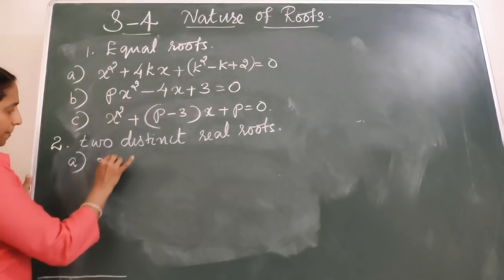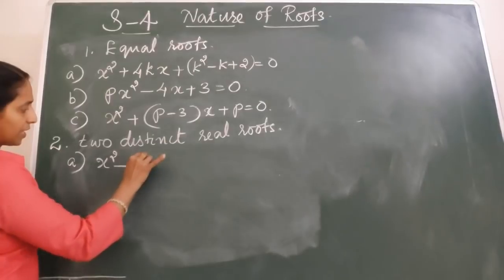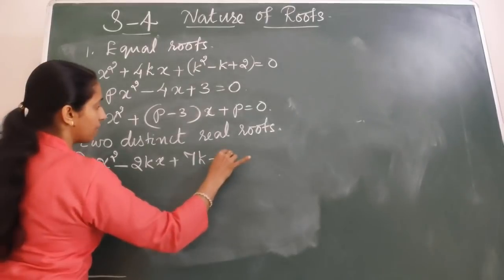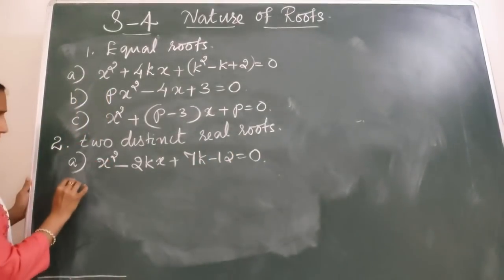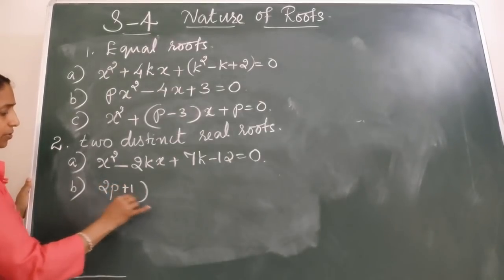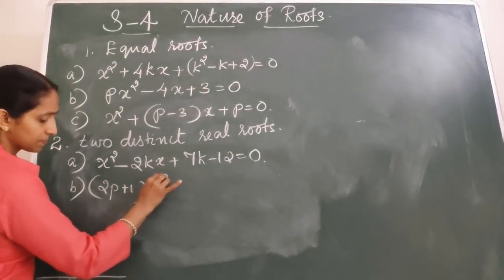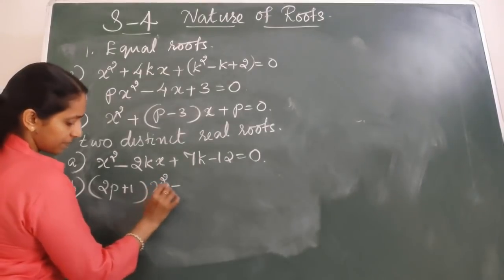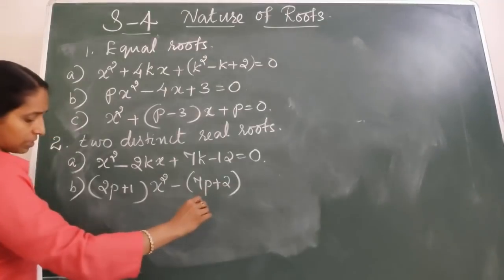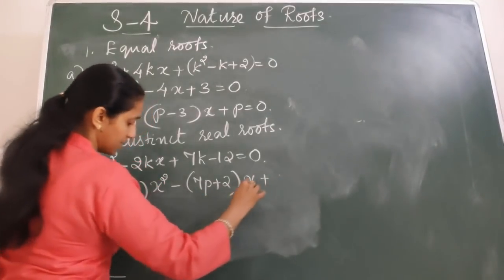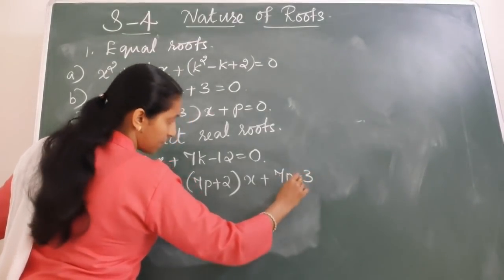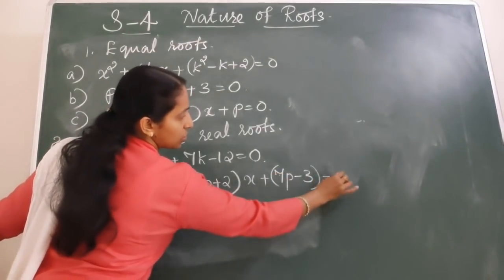x square minus 2kx plus 7k minus 12 equal to 0. And the second question, (2p plus 1) into x square minus (7p plus 2) into x plus 7p minus 3 equal to 0.